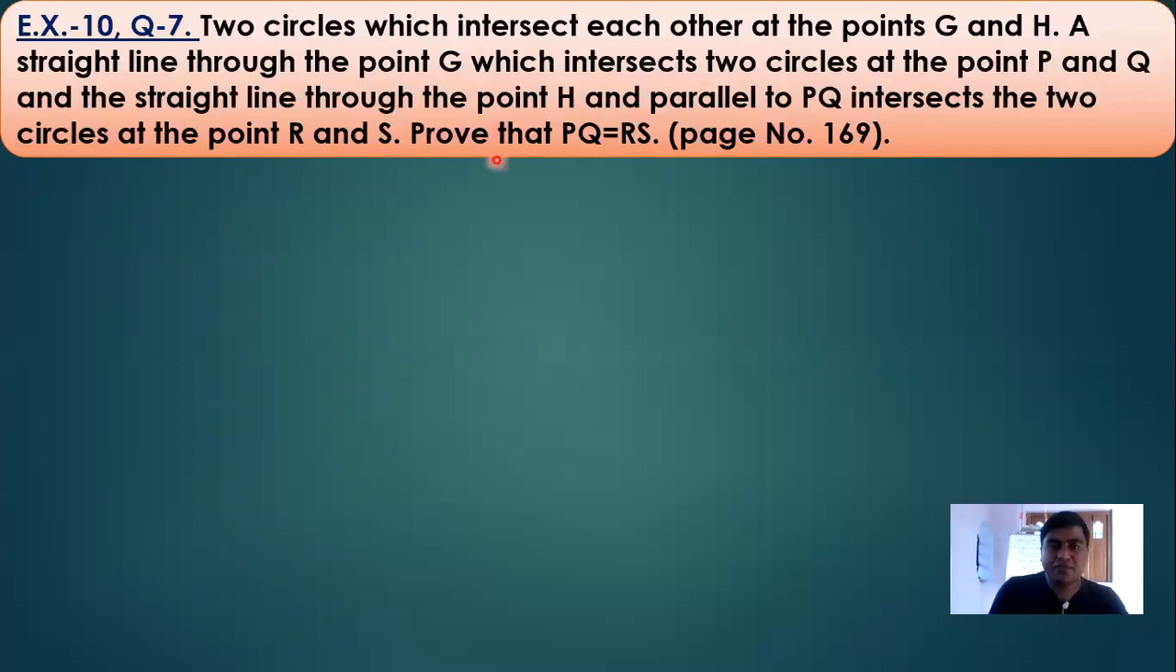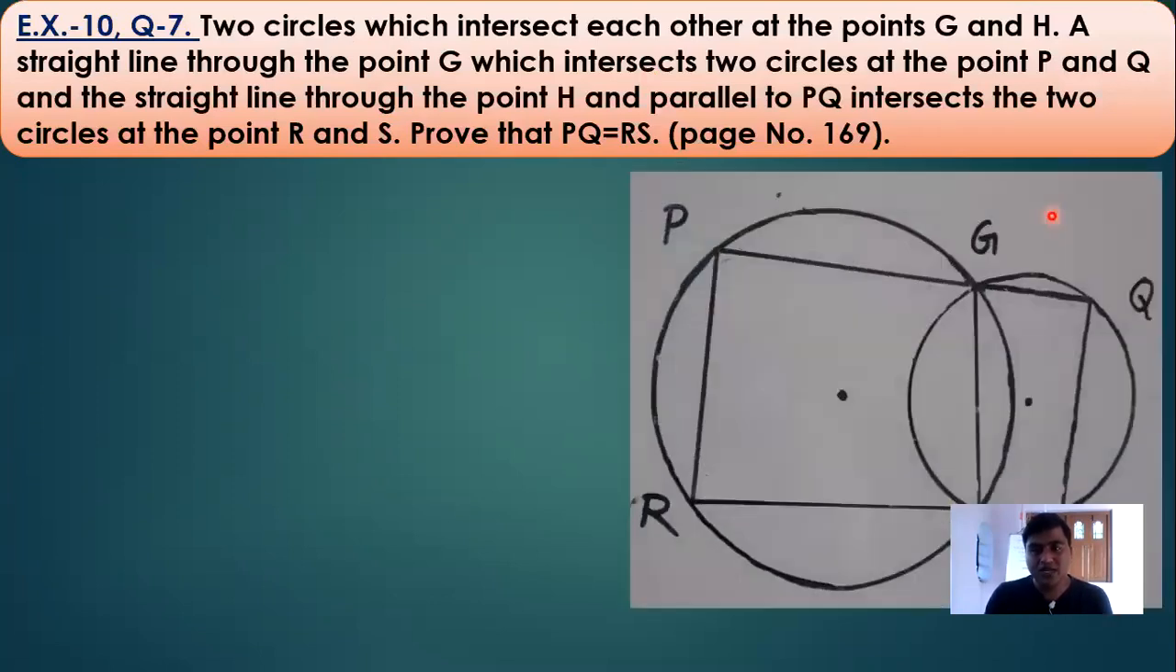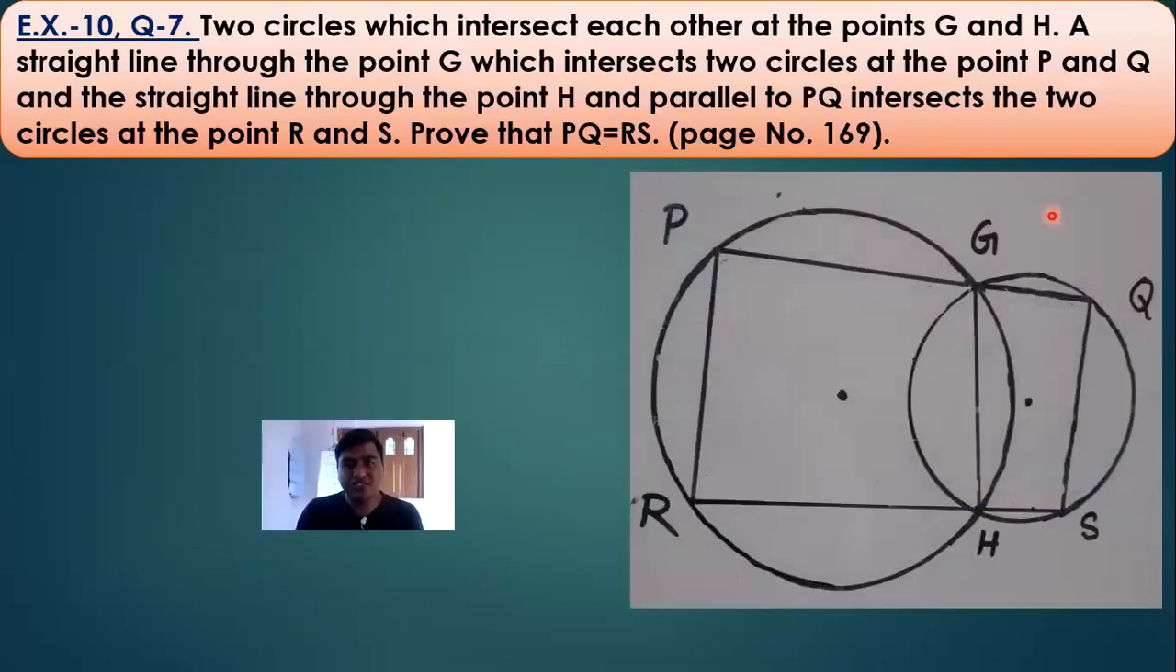Question number 7. First, we draw this figure. So first we draw two circles which intersect each other. This is a circle whose center is this point, and another circle, whose center is this point. And the two circles meet at G and meet at H.